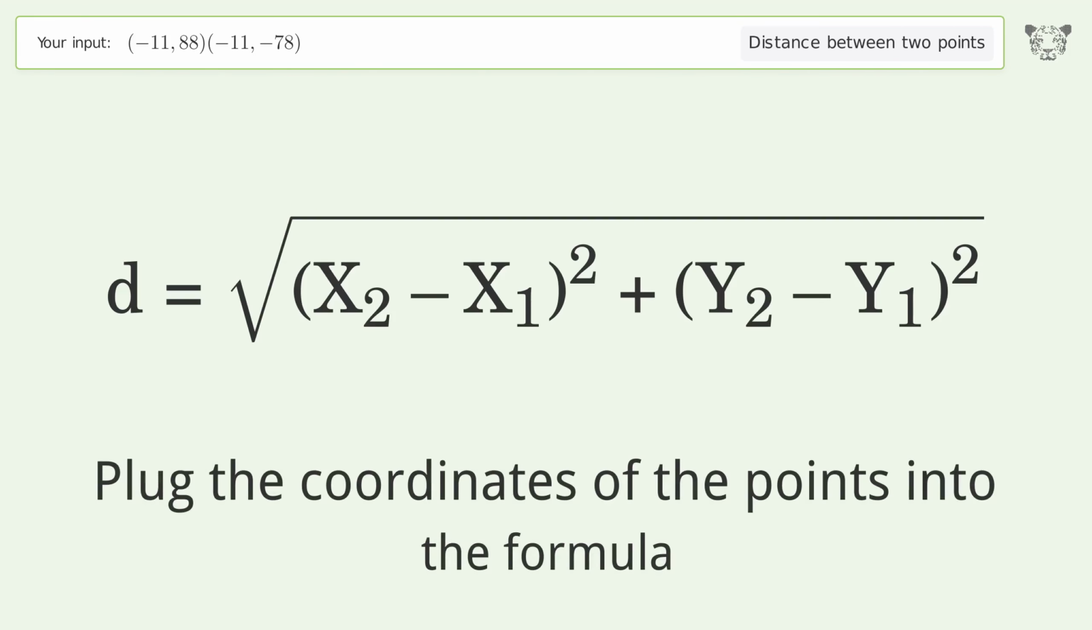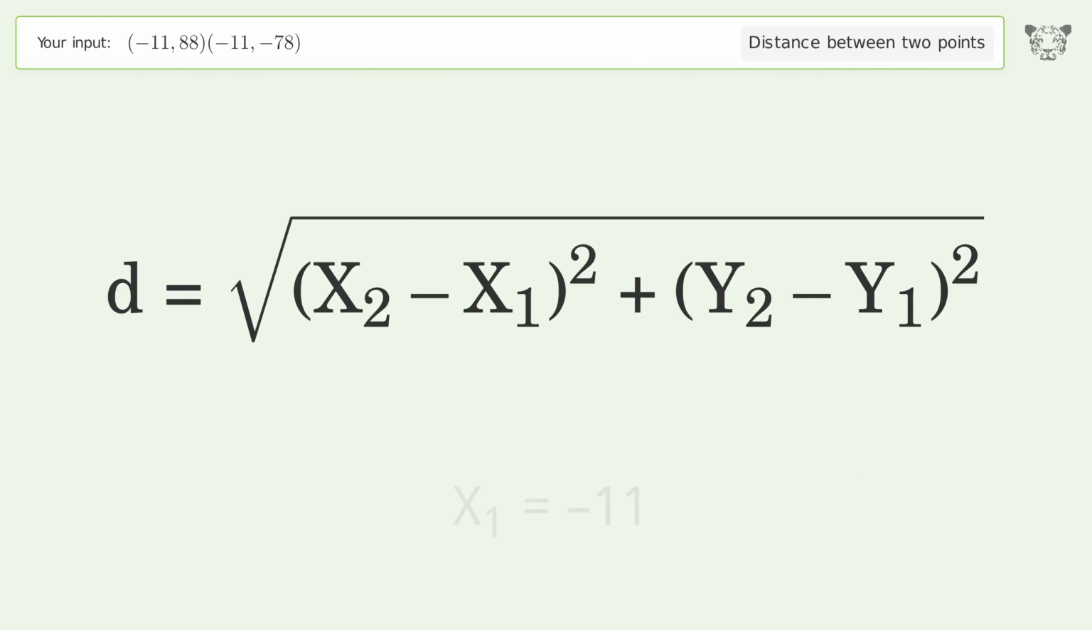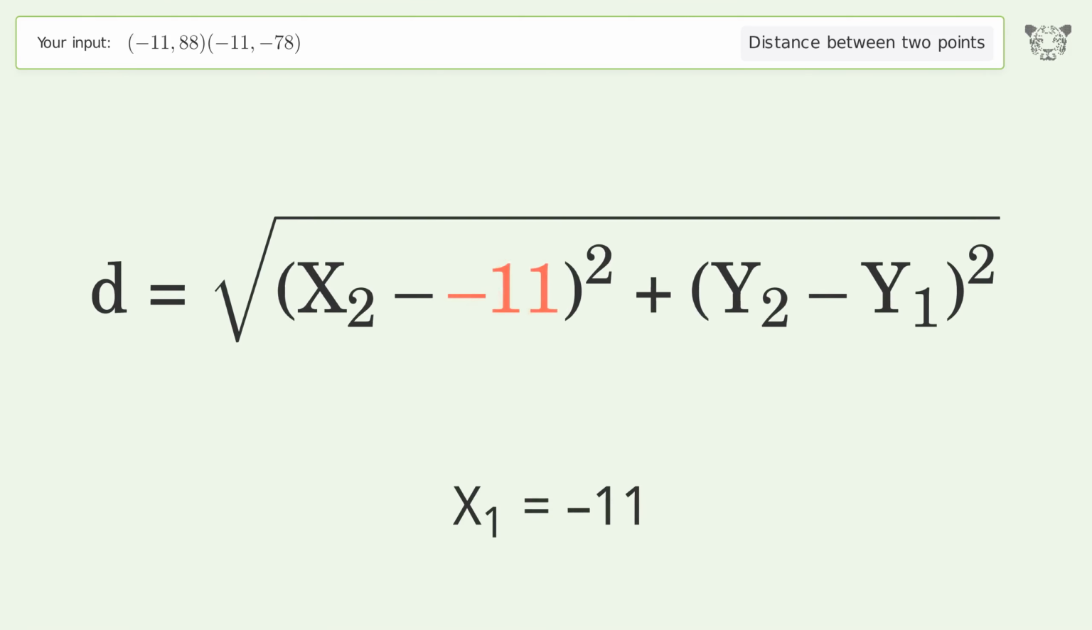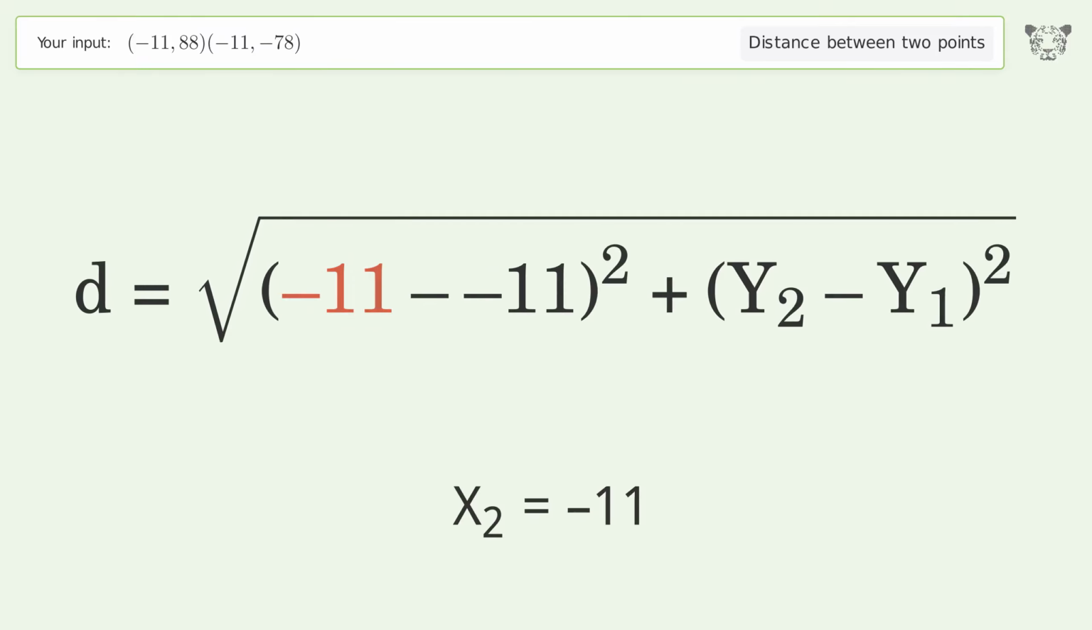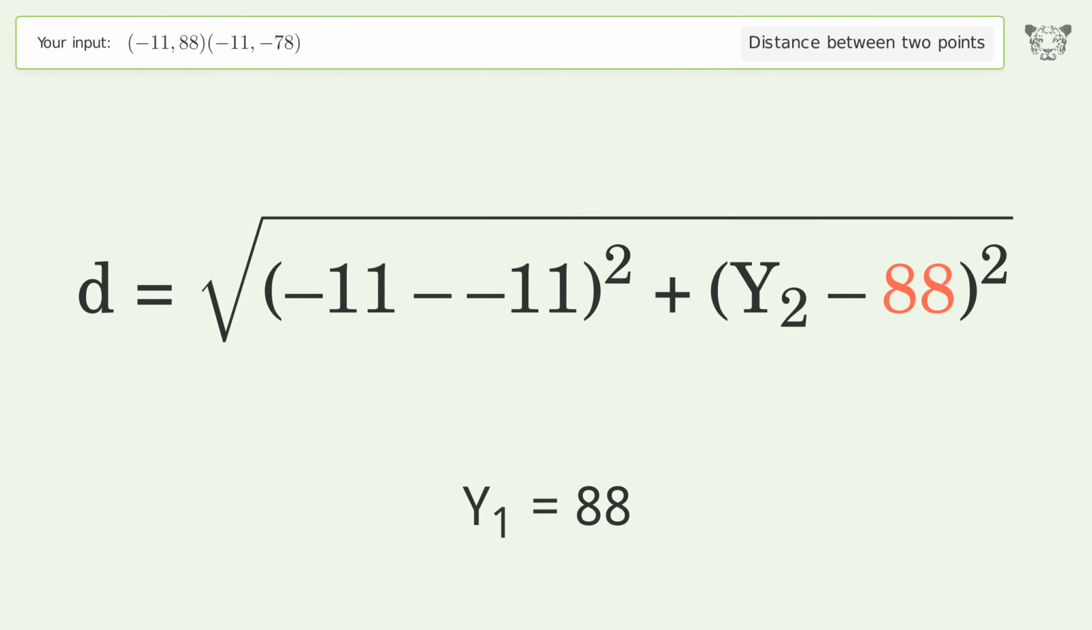Plug the coordinates of the points into the formula. x1 equals -11. x2 equals -11. y1 equals 88. y2 equals -78.